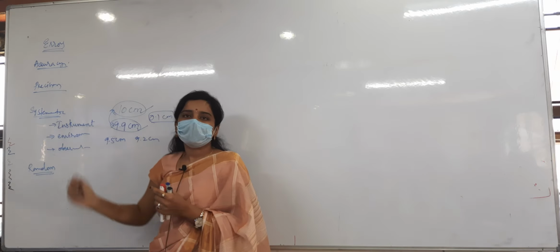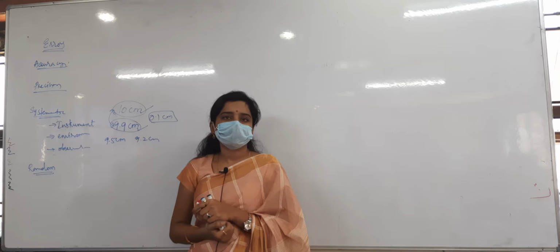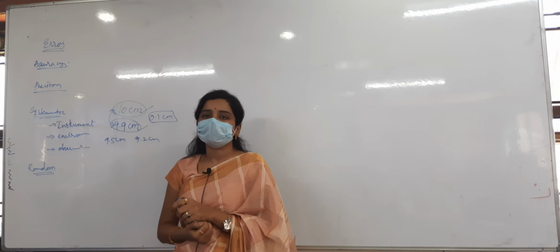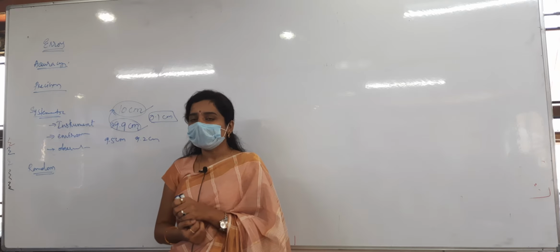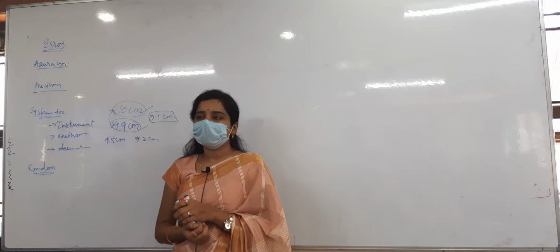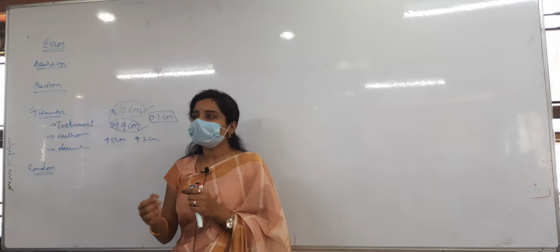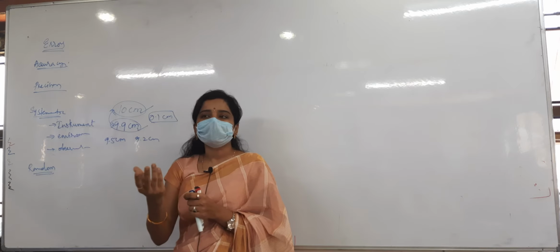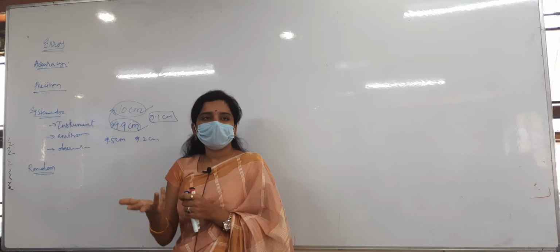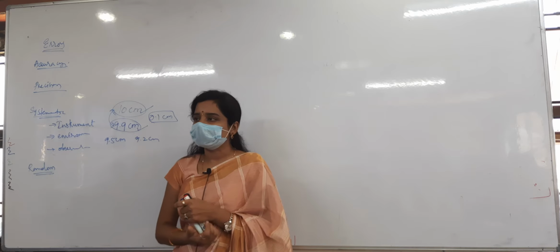Next, environmental errors. What do we mean by environmental errors? Errors due to temperature, pressure or air. For example, if we are doing the simple pendulum experiment, what happens? Due to the temperature, the bob size changes. The bob radius changes if a high temperature is there.